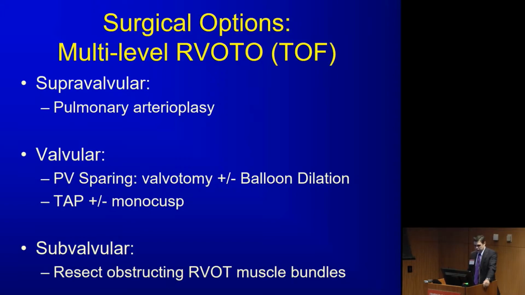At the valvular level, this is where we're really asking: is this valve one that has anatomy and architecture that is appropriate and deemed suitable for a pulmonary valve sparing approach, or is this something that's just not salvageable, in which case we have to do a transannular patch to open up the RVOT, plus or minus a monocusp, which I'll talk with you about shortly? And then in the subvalvular area, it's always important to resect any obstructing RVOT muscle bundles or anything in this area too.